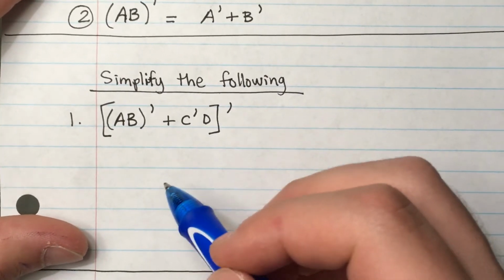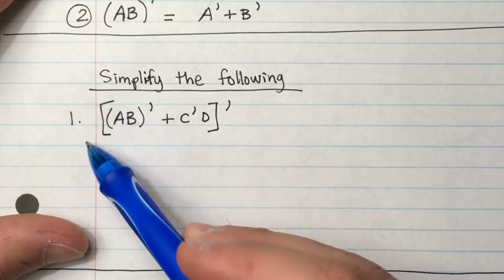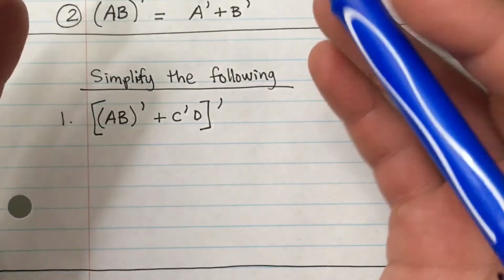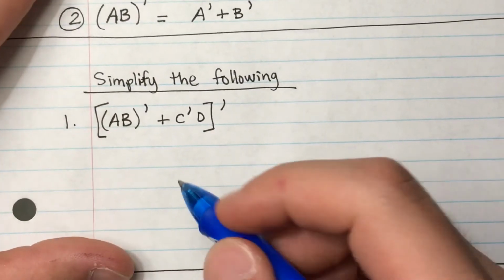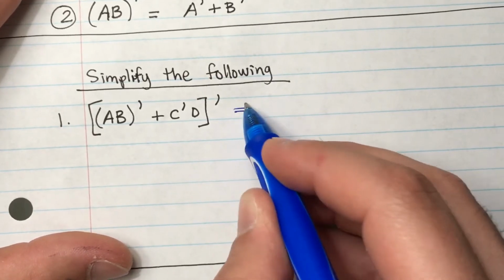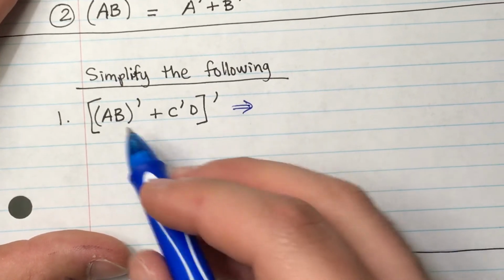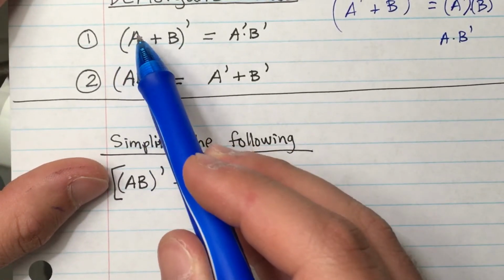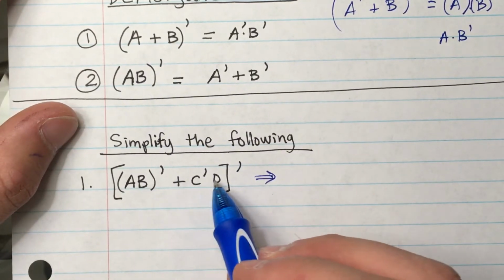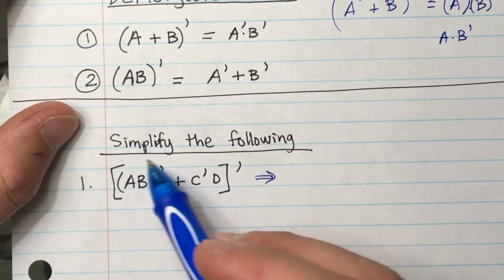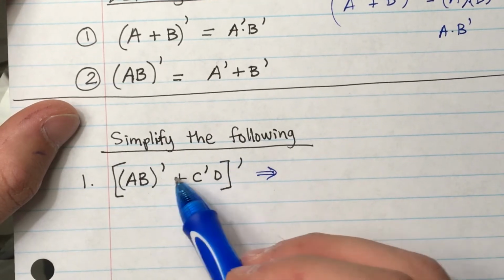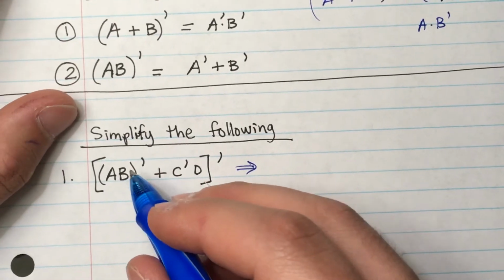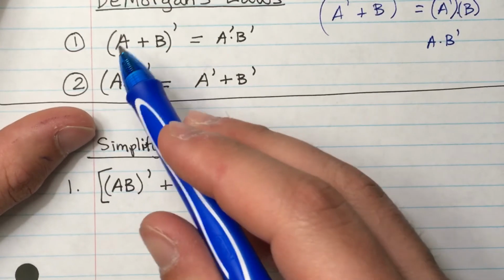We just want to simplify it. We see that the entire expression has a complement on it, so let's begin from the outside and work our way in. Using the first law, we have two things that are being added, so let's take this as a member and this one as a member, and outside we have the complement.